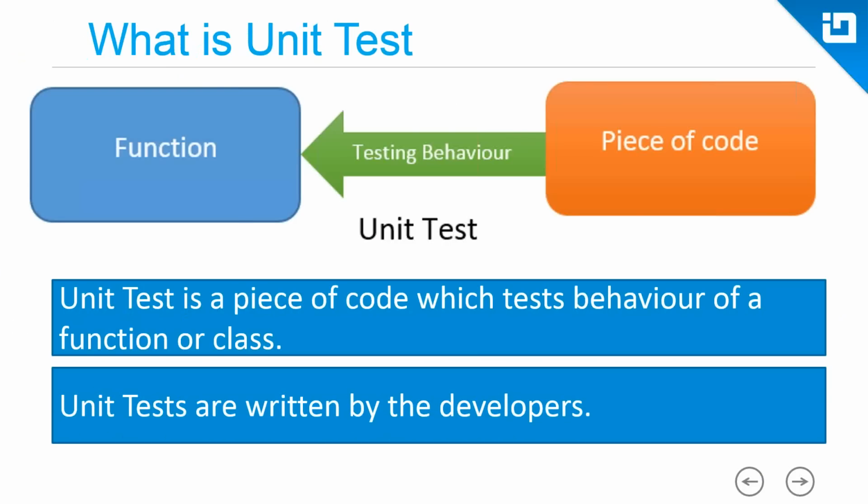Unit tests are written by the developers. Unit tests have nothing to do with your testing team. If you are a developer writing a calculator application and you have 4 functions inside your app, you need to write unit tests to verify that those functions behave as expected whenever you use them. And that is the purpose of unit tests. So it is written by the developers.